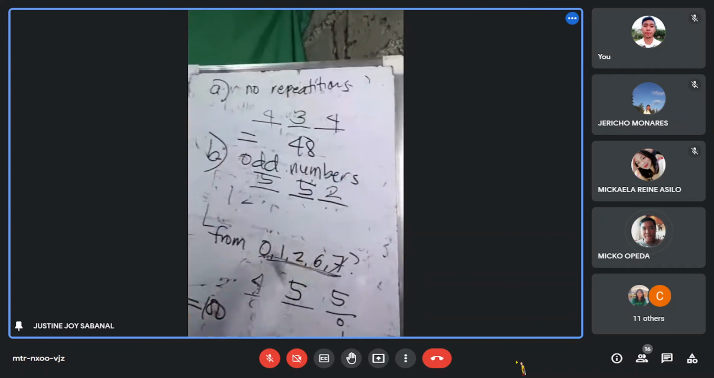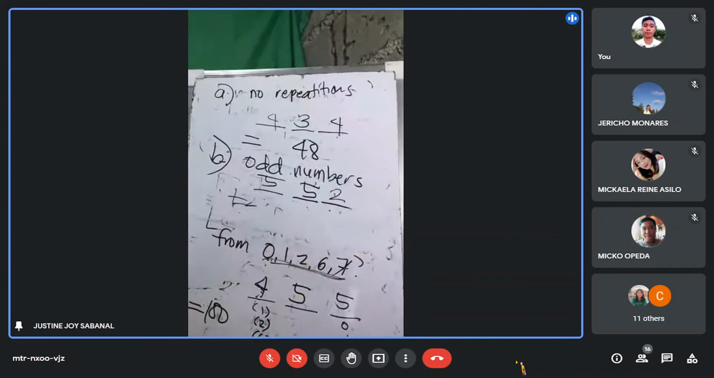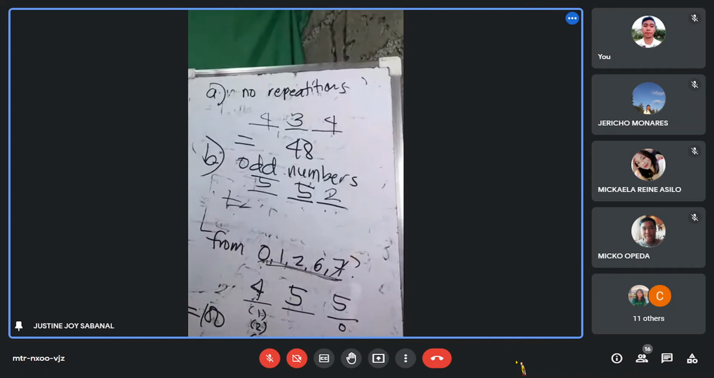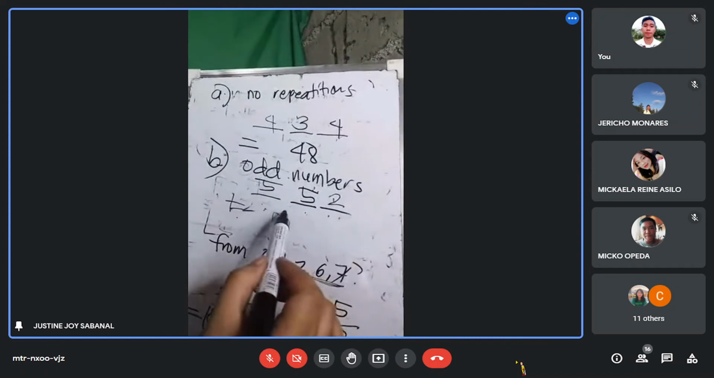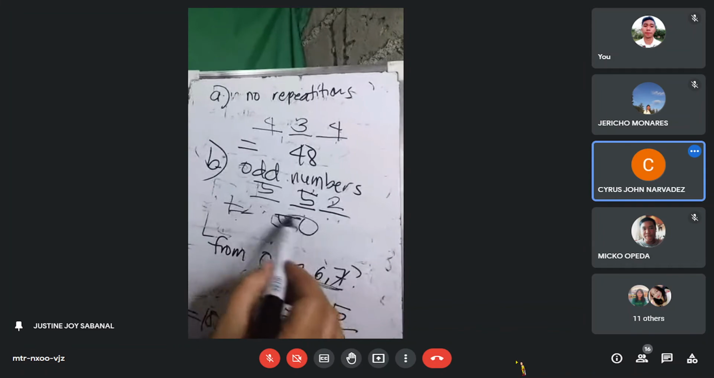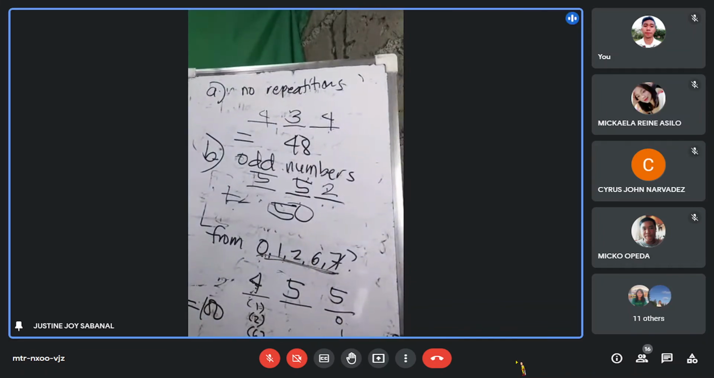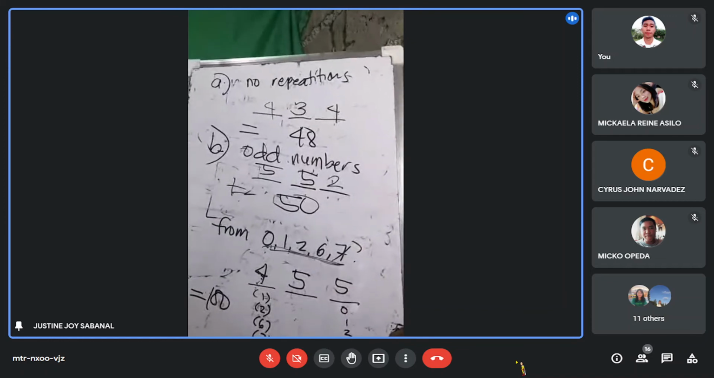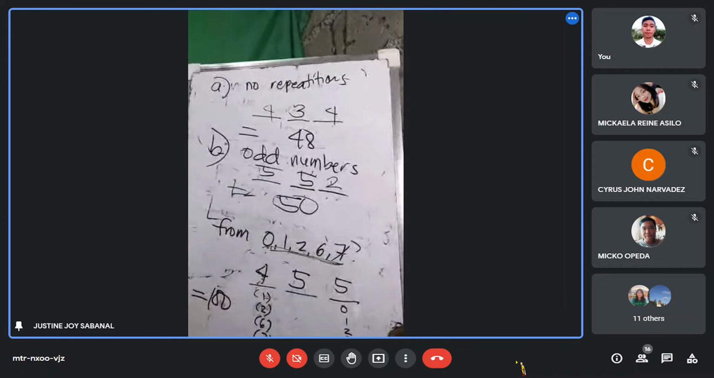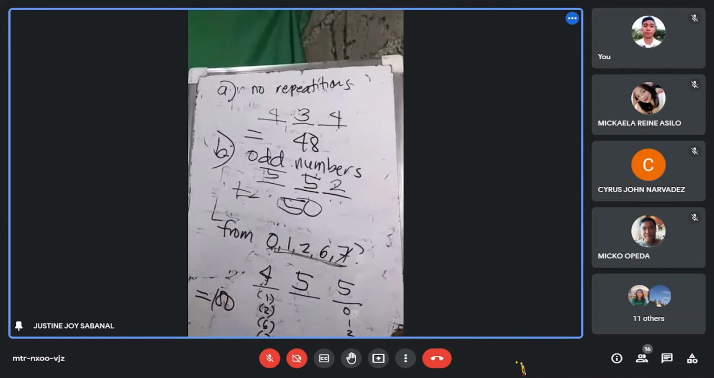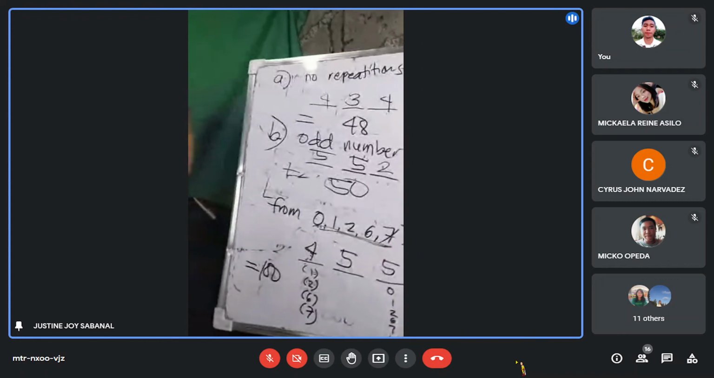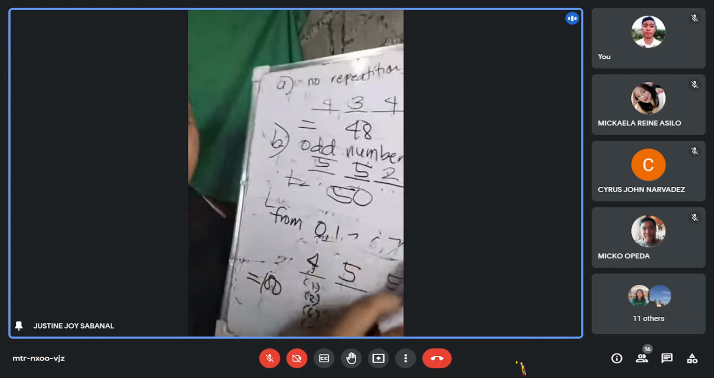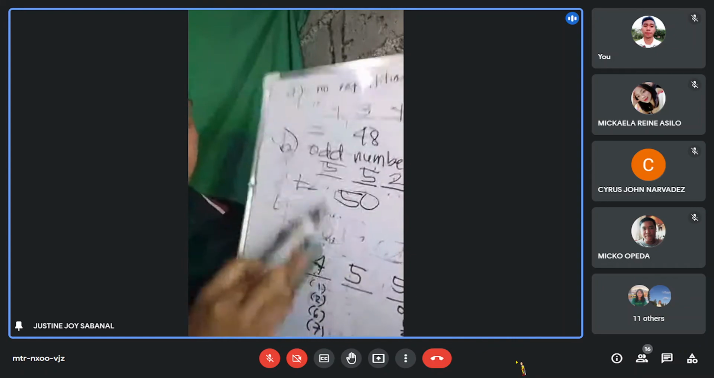Okay. So, in total, ilan yung odd numbers natin? 50, ma'am. 5 times 5, so 25 times 2. So, that is 50. So, yung even numbers, ganun din. 50 din. Yun. So, pag even numbers, iba nga lang yung way of how you solve that, ha?